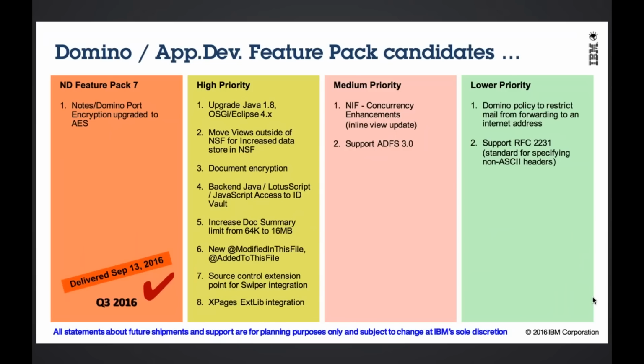Okay, so here we've got the server and application features that we're working on. As you can see, the high priority items are all mostly application based. These are the things that we're really looking to get into the next feature packs, Feature Pack 8 and Feature Pack 9 to be specific. Then we'll have some of the lower priority things after that.